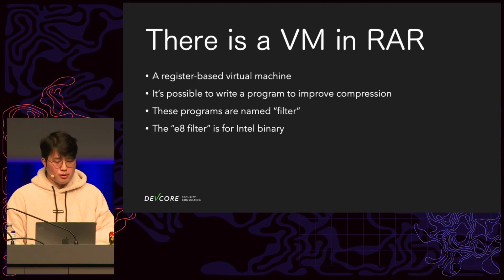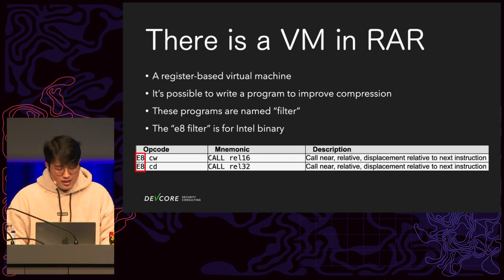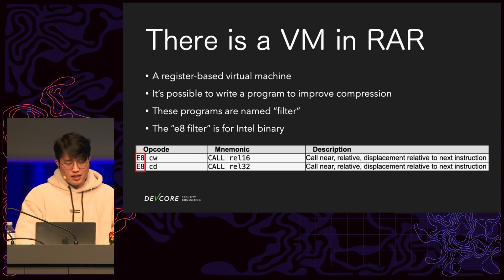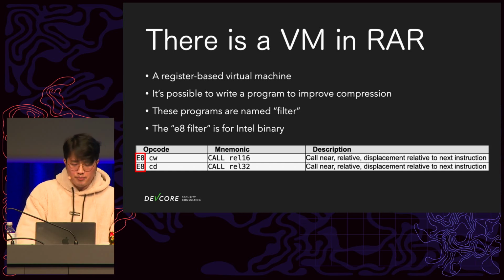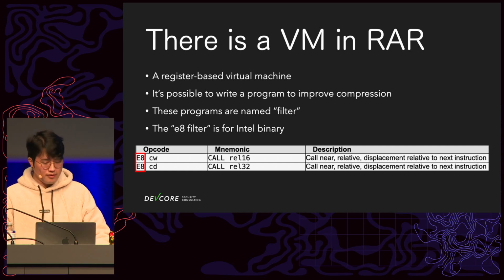It's possible to write programs to improve compression. These programs are named filters. The E8 filter is for Intel binary. So what is E8? That's because E8 is the opcode of the call instruction in the Intel ISA. But what is the relationship between the call instruction and improving compression?